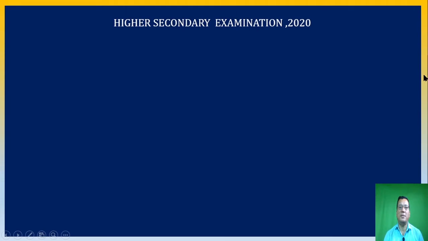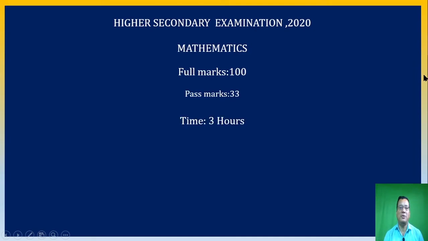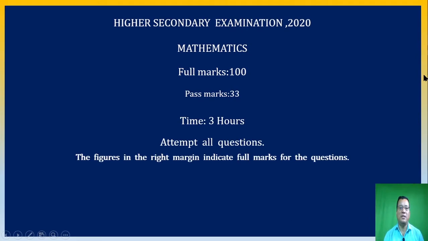Higher Secondary Examination 2020. Subject Mathematics. Full marks 100. Pass marks 33. Time 3 hours. Attempt all questions. The figures in the right margin indicate full marks for the questions.